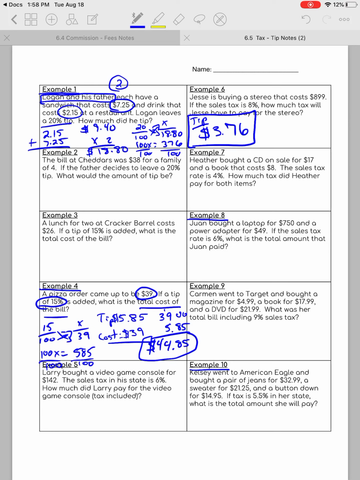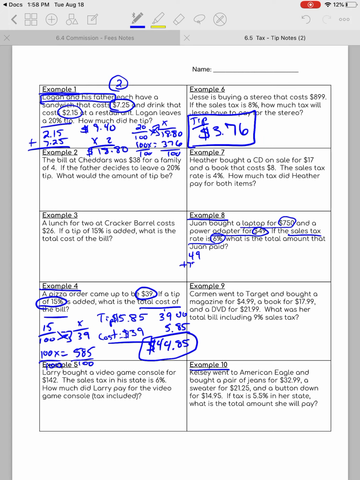Let's look at number 8. Juan bought a laptop for $750 and a power adapter for $49. If the sales tax rate is 6%, what is the total amount that Juan paid? Look at this. He bought a laptop, and then he got a power adapter. So we got two things, like 2 items here, right? And then we got a sales tax of 6%.